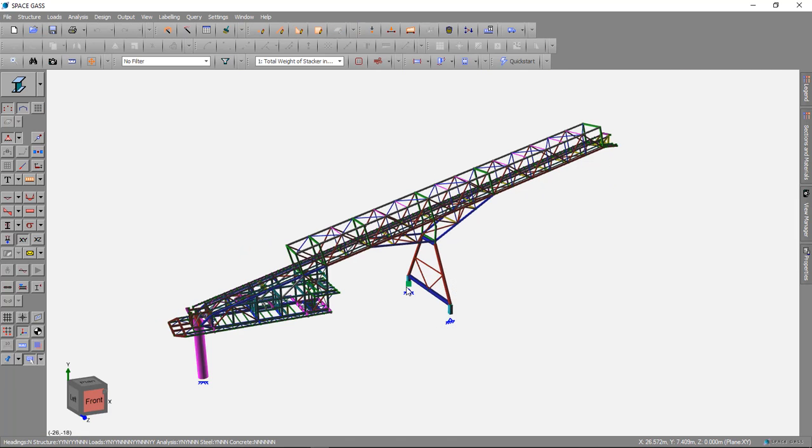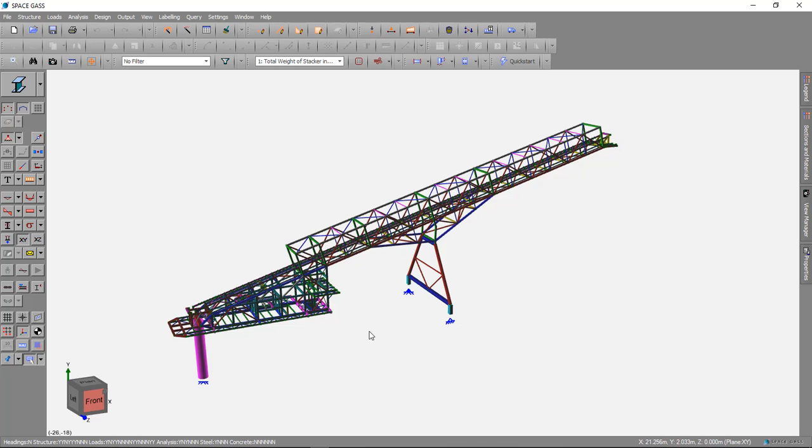So this is a stacker structure that's supported at a pivot point here on a post, and it's got wheels at these 2 points here. When the stacker wants to move position, these wheels run on a curved rail and rotate the whole stacker about this point here. So this is node 13, and the distance from node 13 to the wheels is almost 30 meters.